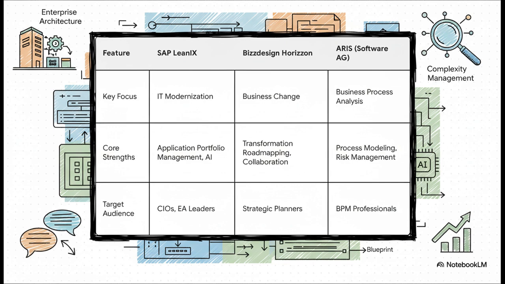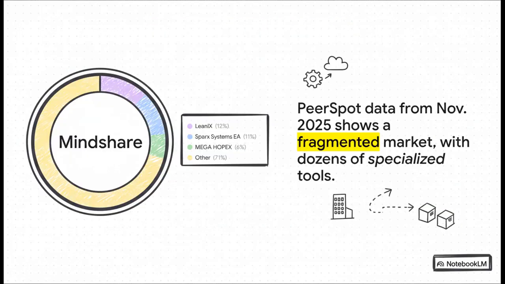If your biggest headache is old, expensive tech, Leanax is probably your best bet. But if you're navigating a huge merger, BizDesign's focus on transformation is where you'd look. And check this out. This data from PeerSpot really shows you how varied the market is. Yeah, you've got leaders like Leanax and Spark Systems, but look at that huge other slice, over 70%.